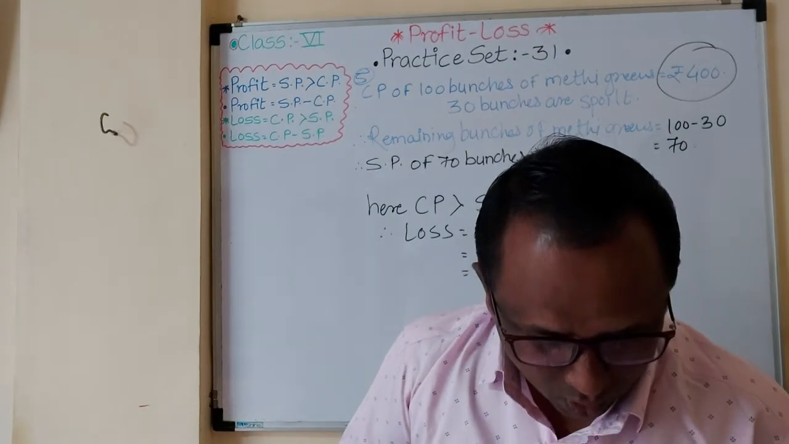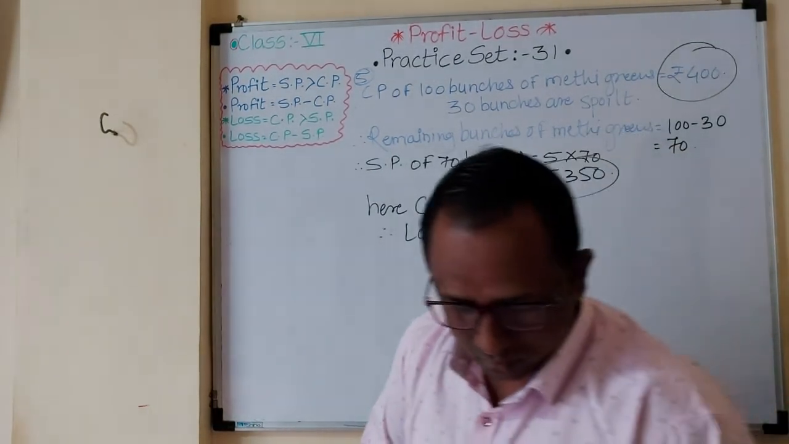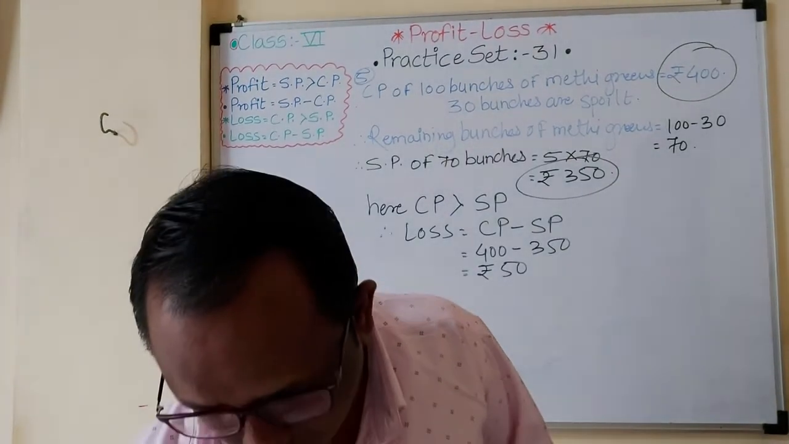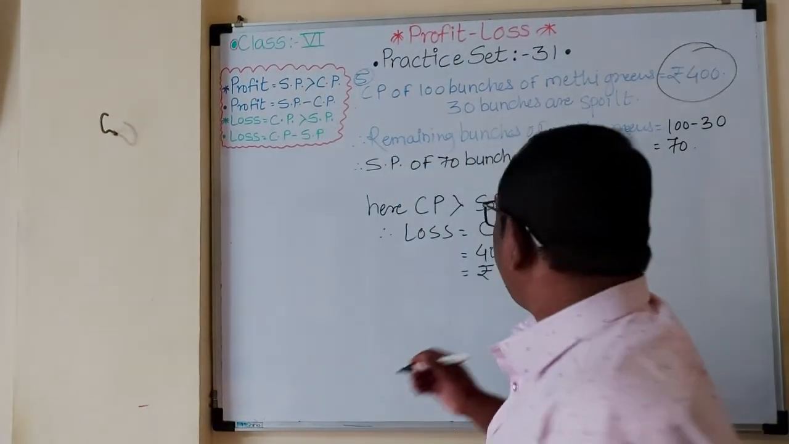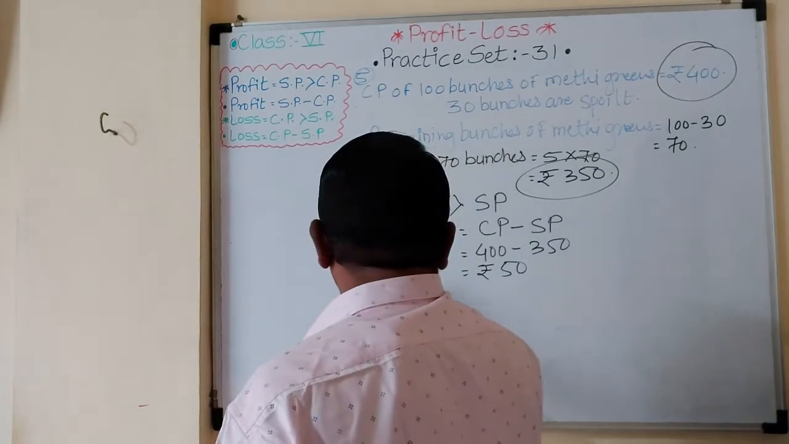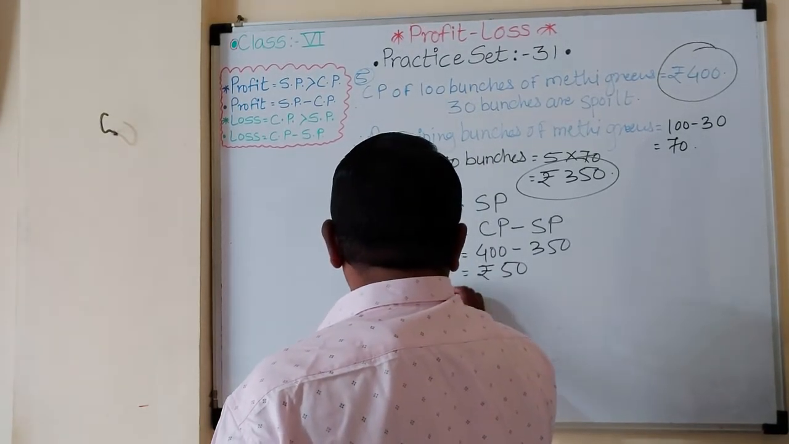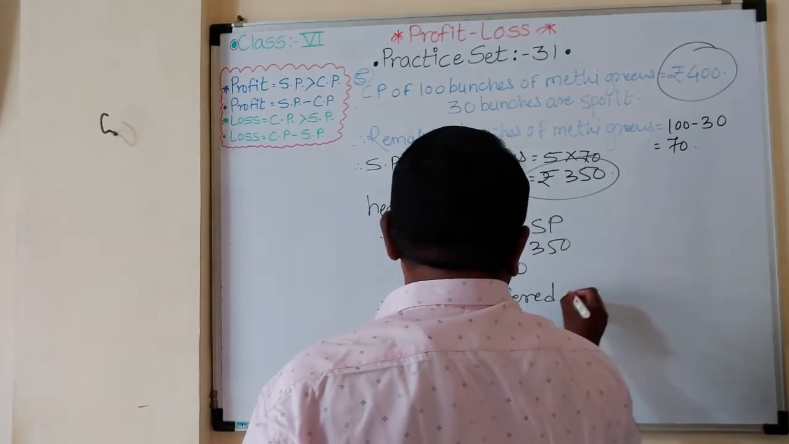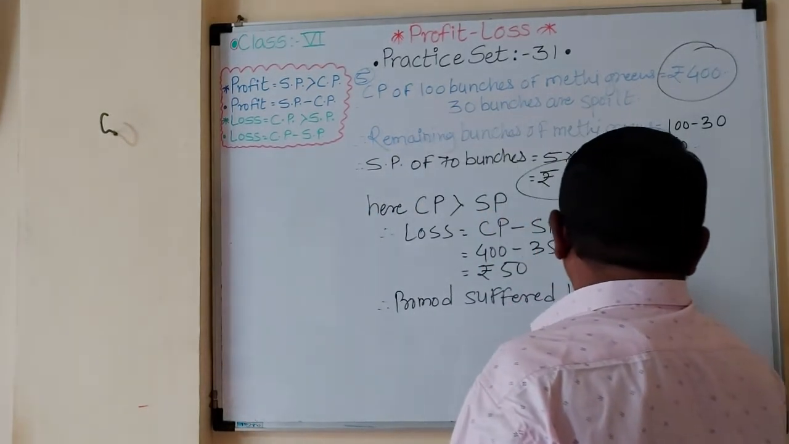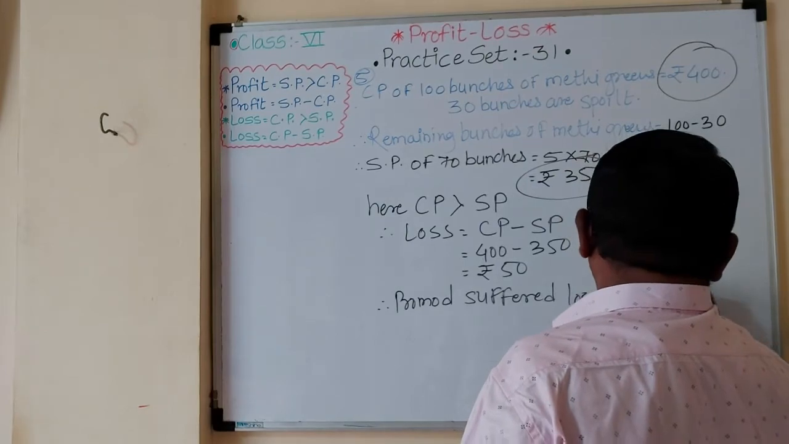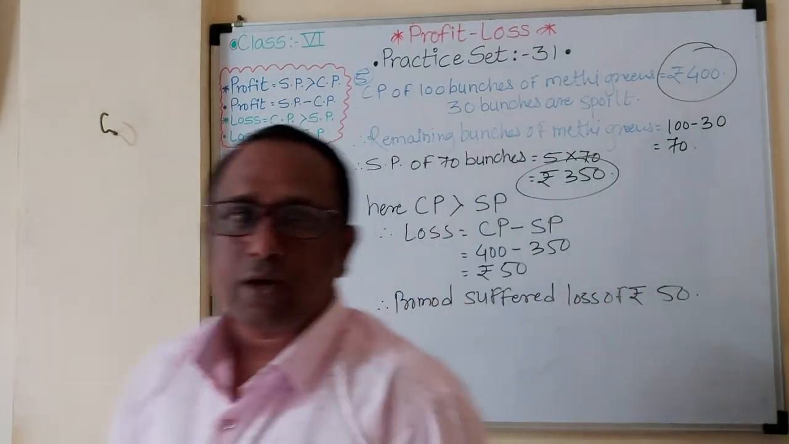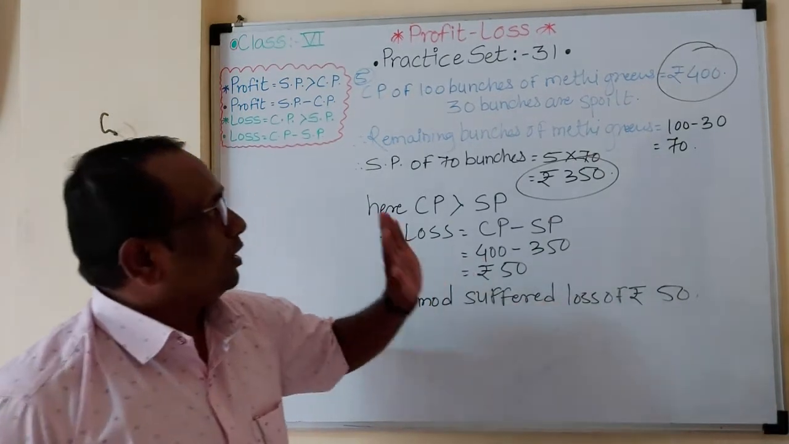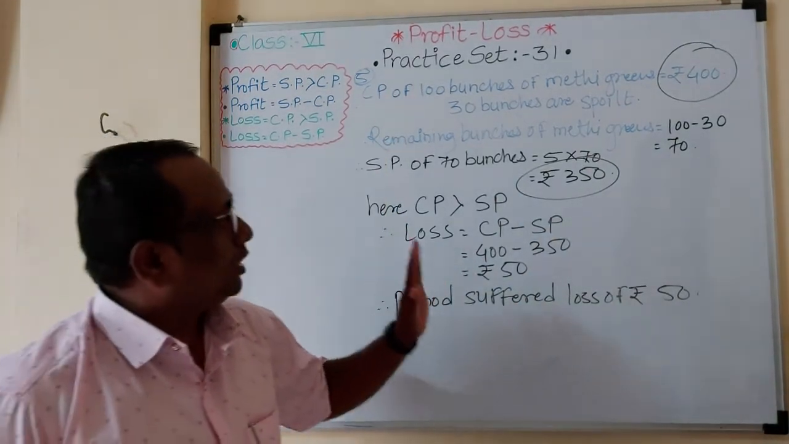Pramod. Okay. So Pramod got a loss of rupees 50, or we can write, therefore, Pramod suffered a loss of rupees 50. Okay. So Pramod suffered a loss of rupees 50. This way you have to solve the example.